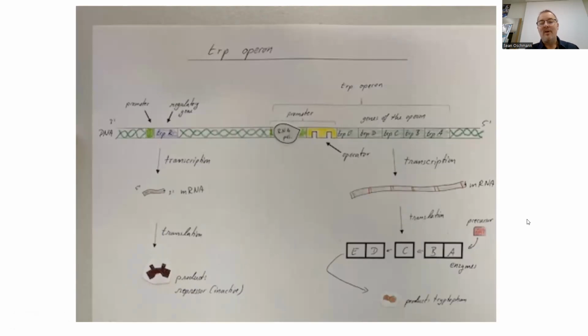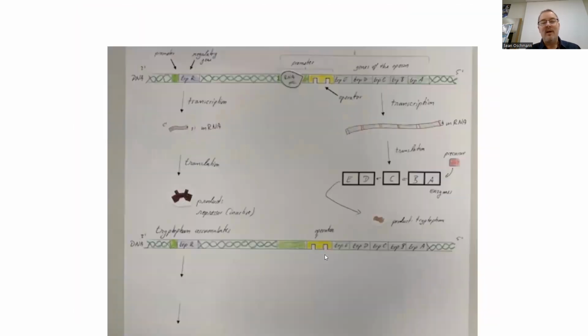Now, if the cell encounters a lot of tryptophan in the environment, then tryptophan on the inside of the cell will accumulate because the production is still running. This is by default on and constantly makes tryptophan. And then as a result, the tryptophan will accumulate. So we write down here, tryptophan accumulates. And then we do the same coloring in of the DNA strand and the labeling, just like we have it up here.